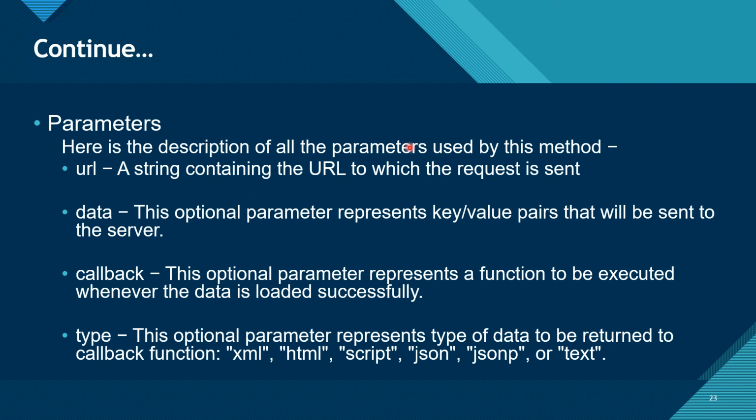So here is the description of the parameters used in this method. URL, as earlier, contains a URL to which the request is sent, and data is an optional parameter which represents key-value pairs that will be sent to the server. Here is a new type of parameter in this method. This optional parameter, type, represents the type of data to be returned to the callback function. This may be XML, HTML, script, JSON, JSONP or any other text file.